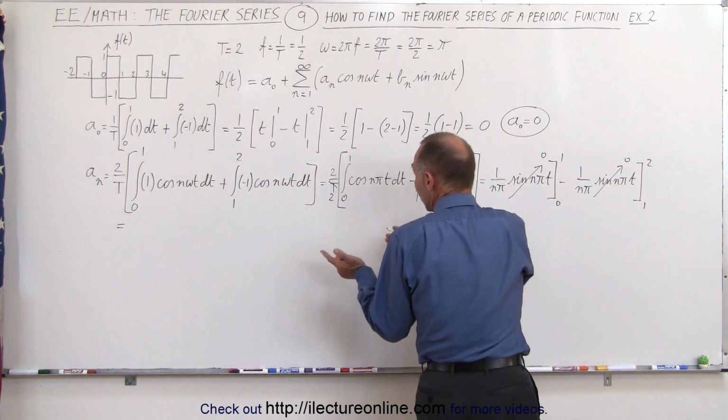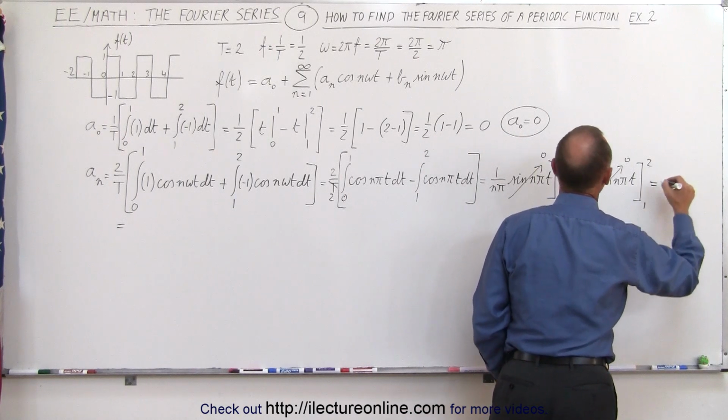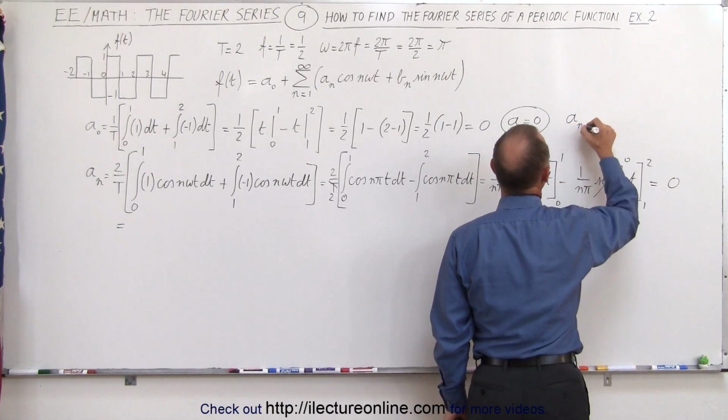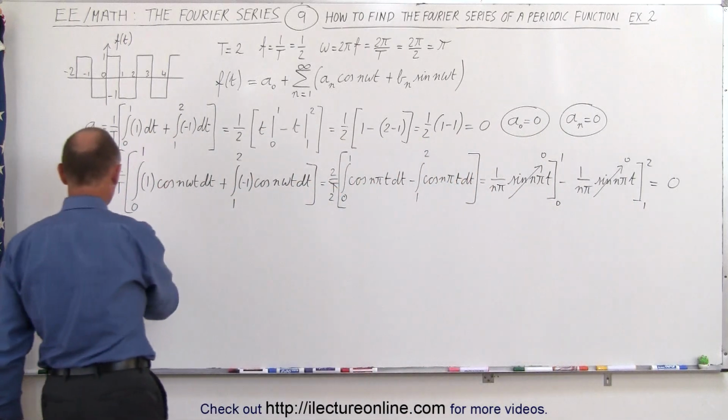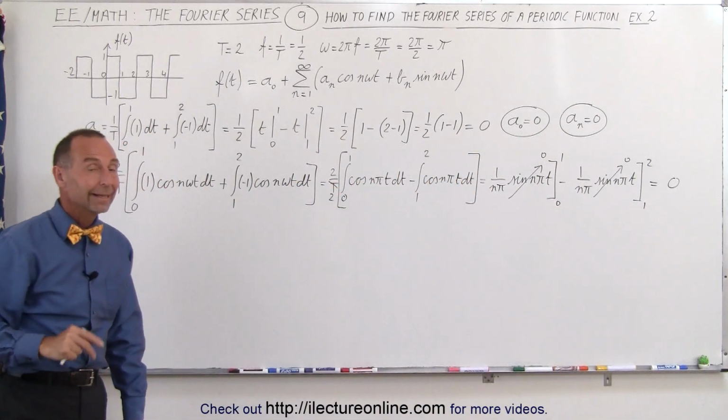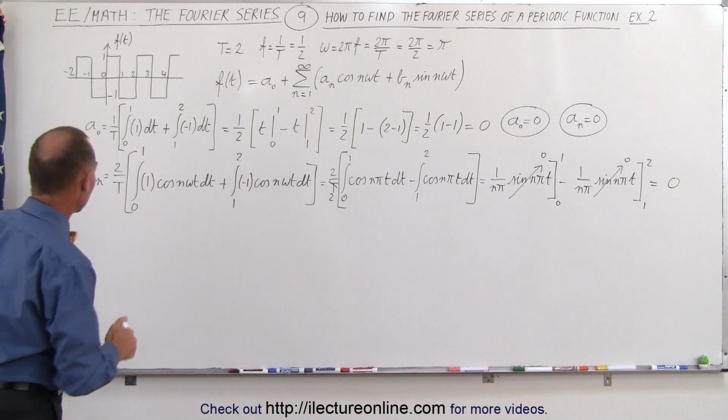So we really don't need to go on. We realize now that all the a sub n's equal 0. All right, so we can go ahead and get rid of this equal sign here. Next, we're going to find all the b sub n's.